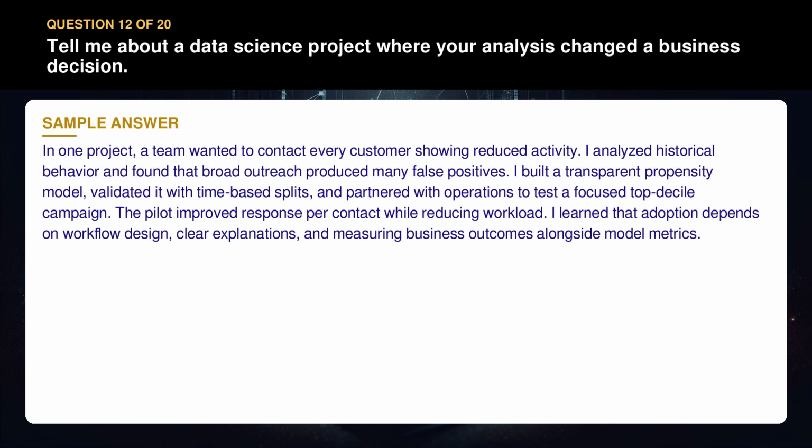Question 12. Tell me about a data science project where your analysis changed a business decision. In one project, a team wanted to contact every customer showing reduced activity. I analyzed historical behavior and found that broad outreach produced many false positives. I built a transparent propensity model, validated it with time-based splits, and partnered with operations to test a focused top decile campaign. The pilot improved response per contact while reducing workload.